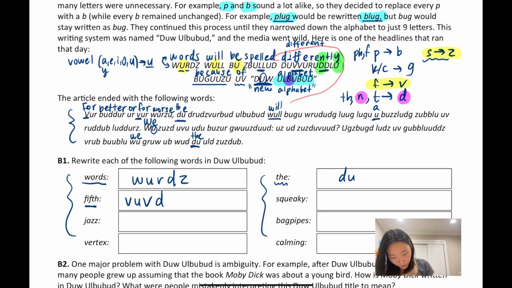Alrighty, so moving on. Now we need to be able to determine squeaky, jazz, bagpipes, vertex, and calming. So far, we don't really know how to represent Q, and so it's a little bit iffy right now. So let's go back to our paragraph and see if we can come up with any more correspondences. A lot of it looks like gibberish to me.